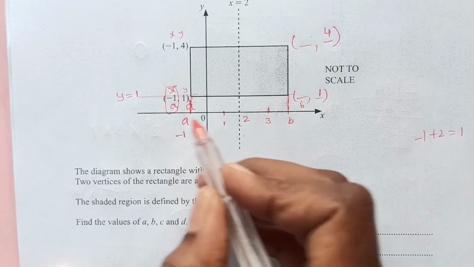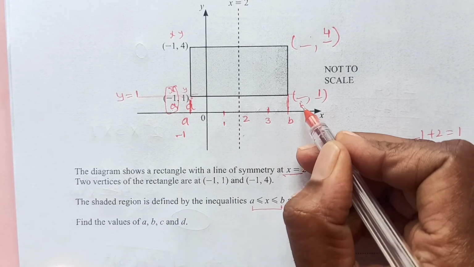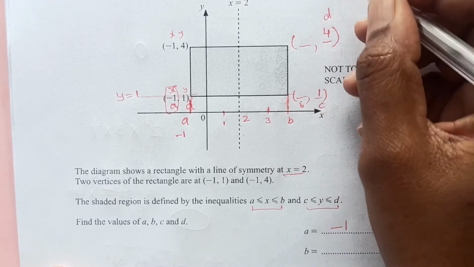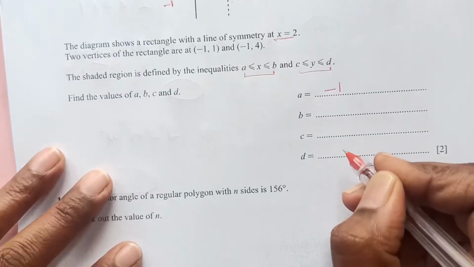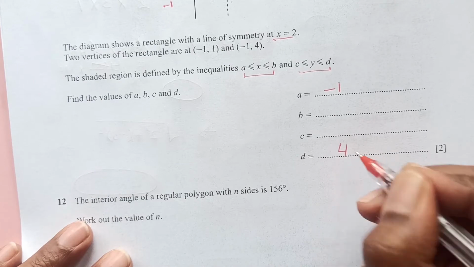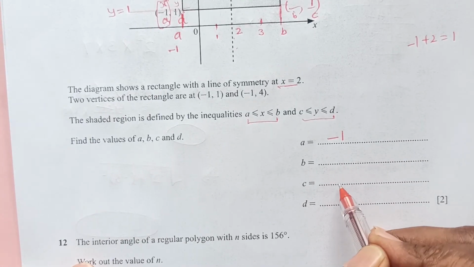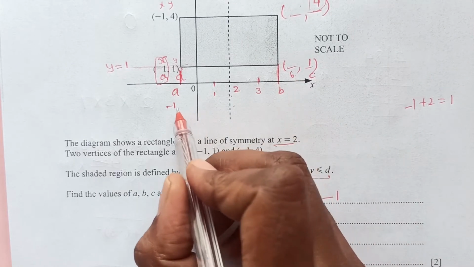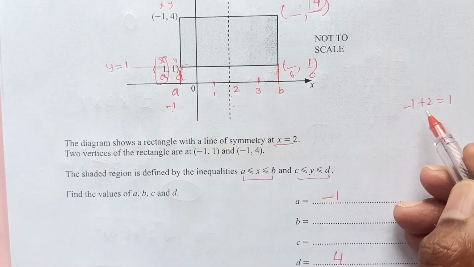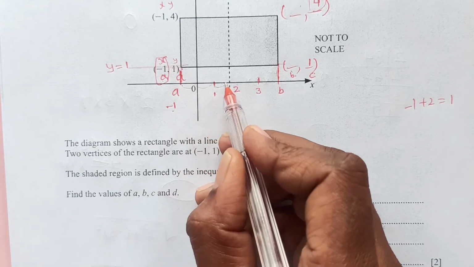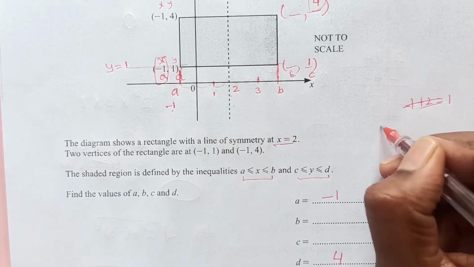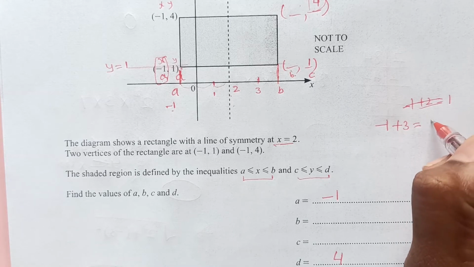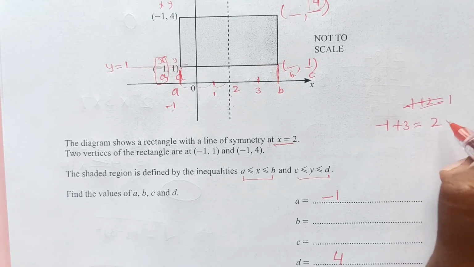So we will have b here, and c is going to be this one and d is this one. So from here d is 4. We can directly write down d as 4 here. Now we are looking for b and c. For b, the x coordinate here is -1. This is 1, 2, 3. Sorry, I am making a mistake here. So this is -1 plus 3. That is going to be 2. Okay, so 2 is here.